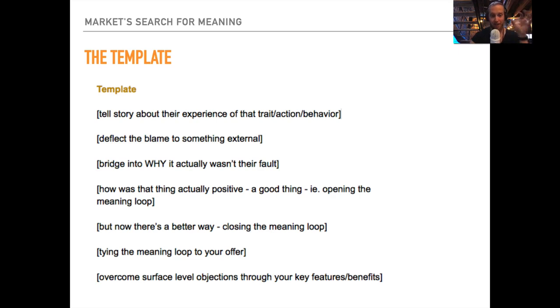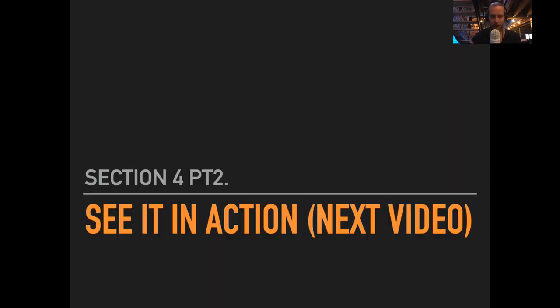Then you could talk about how that was actually positive, a good thing. So this is the opening loop, giving them a more empowering reframe on that situation. And now say, but there's a better way. So even though last time you were acting in the best way you knew how, you now know a better way. So close that meaning loop, tie that to your offer. This is the better way that you're empowered to use now, so you don't have to repeat those mistakes of the past. And then you could overcome some surface level objections through some key features and benefits of your product.